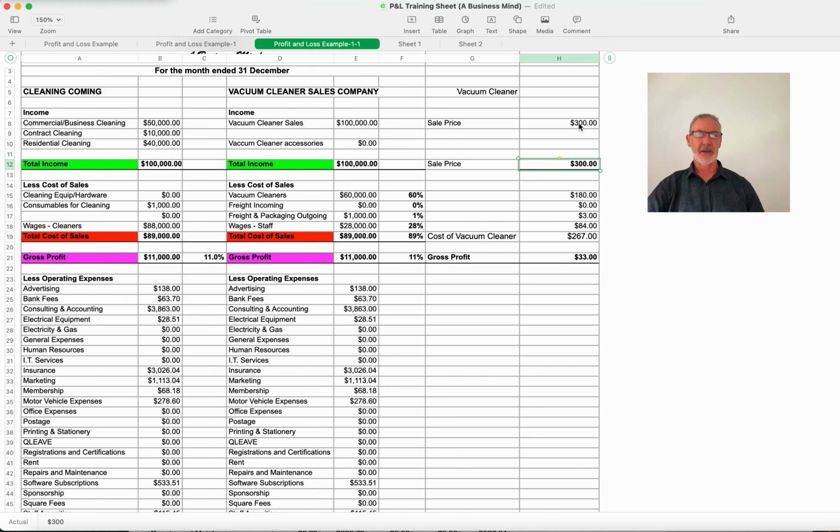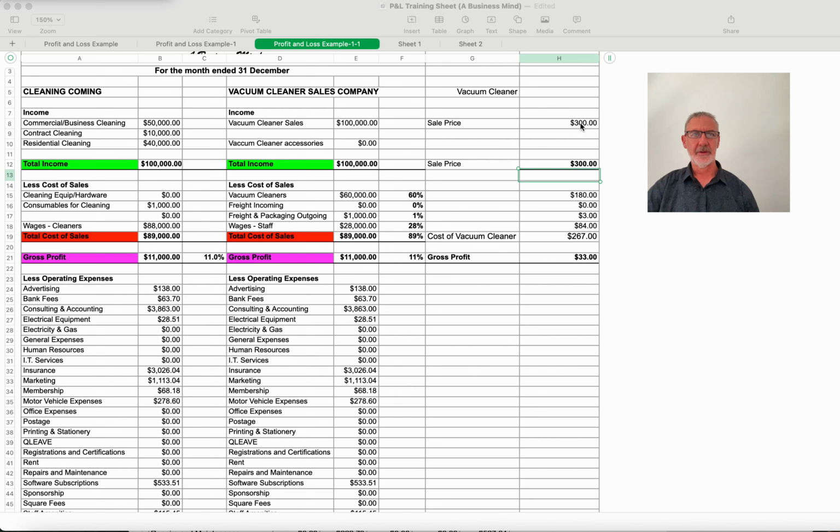So let's say, okay, if the vacuum cleaner was $400 in this case. So we sold it for $400. Okay, so we're selling that for $400 as the sale price, and now we take off the cost of the vacuum cleaner, and it leaves now a $44 profit.